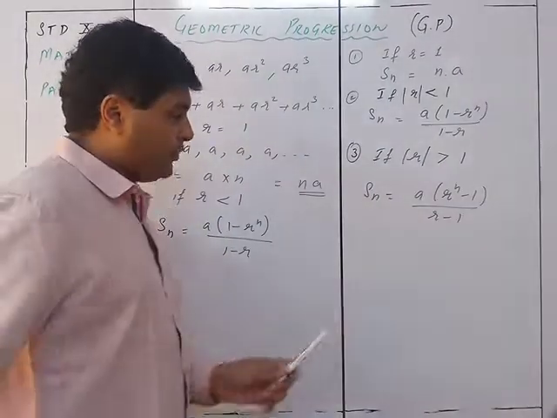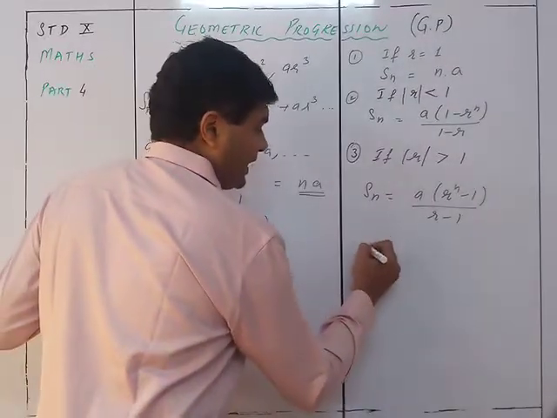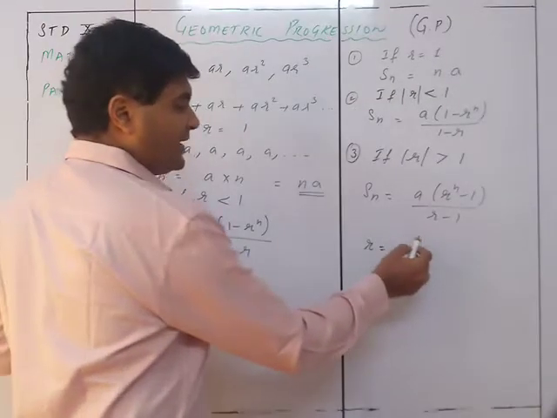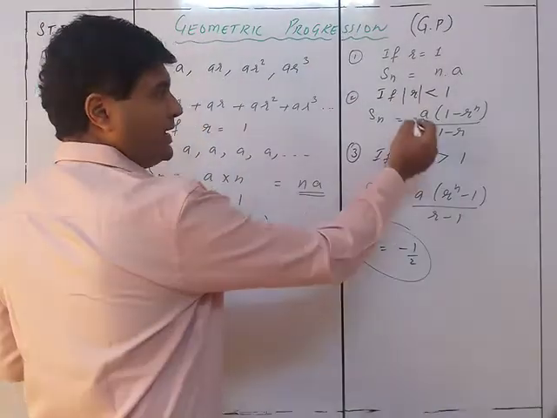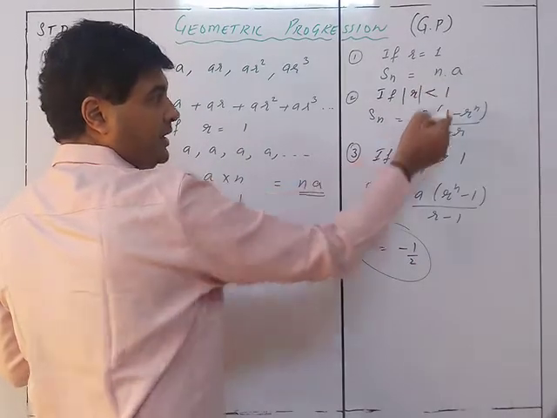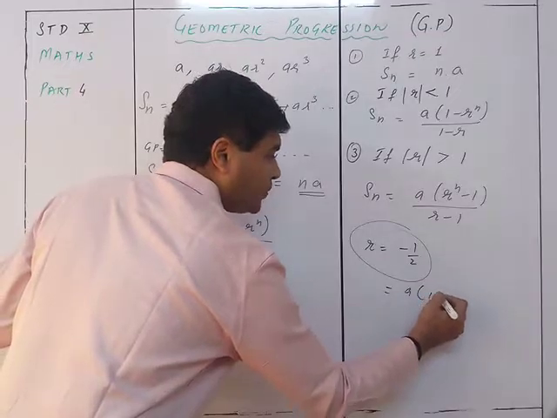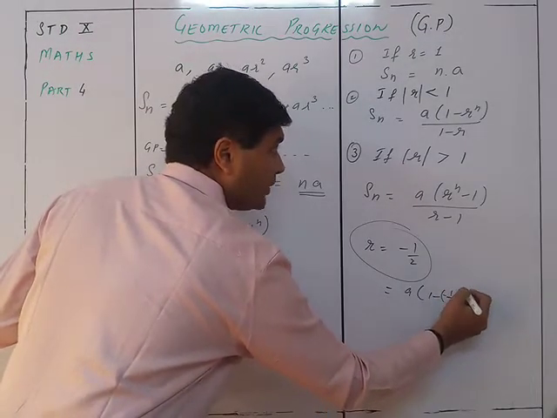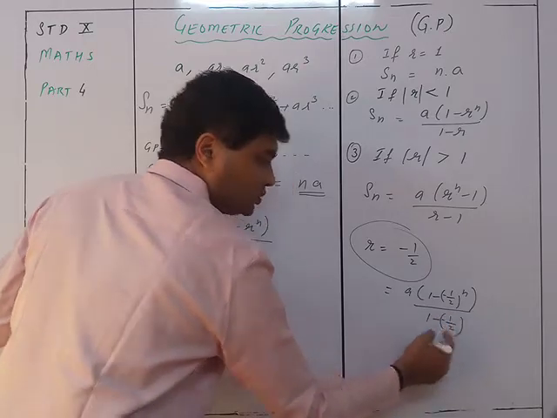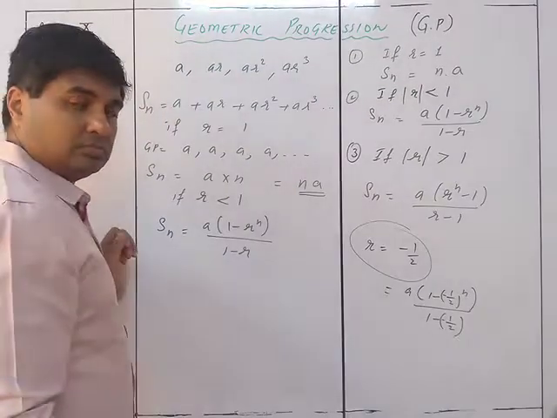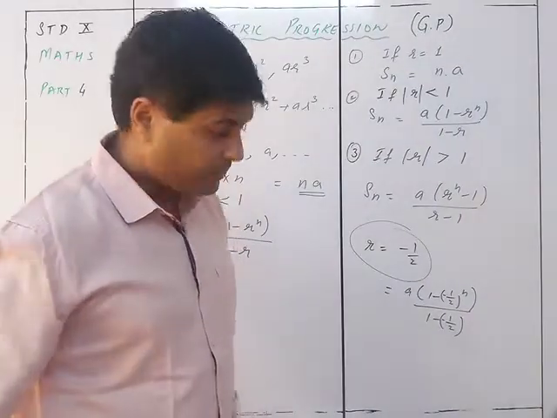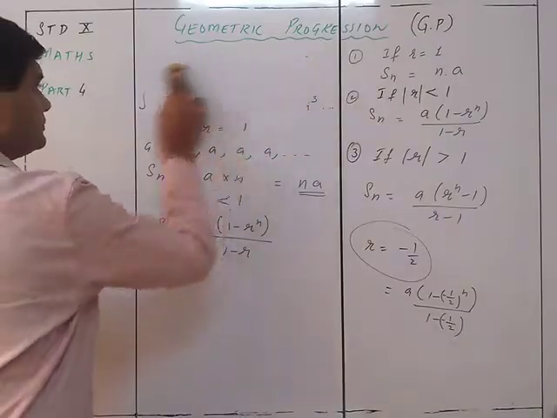So for example, if you are having R equal to minus 1 upon 2, which formula am I going to use over here? First of all, I am going to see that 1 upon 2 is less than 1. So it will be this particular formula. Accordingly I will be using A into 1 minus 1 upon 2 raised to N, whole upon 1 minus 1 upon 2. So this will be like this. As we do the sums, it will be much clearer to you all. So let's see the sums directly.